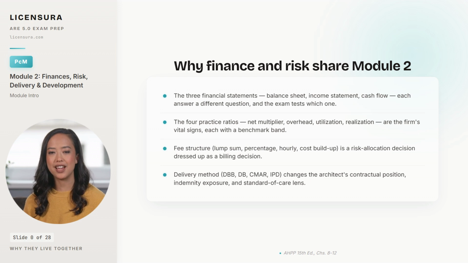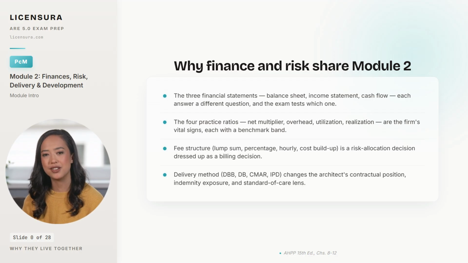First, the 3 financial statements are not interchangeable. The balance sheet shows what the firm owns and owes at a moment in time. The income statement shows whether the firm made money over a period. The cash flow statement shows whether the bank account is actually filling up, and the exam will write a question that turns on which statement answers which question.